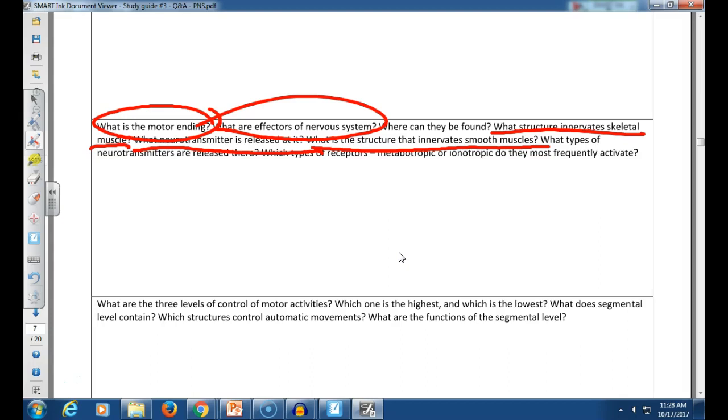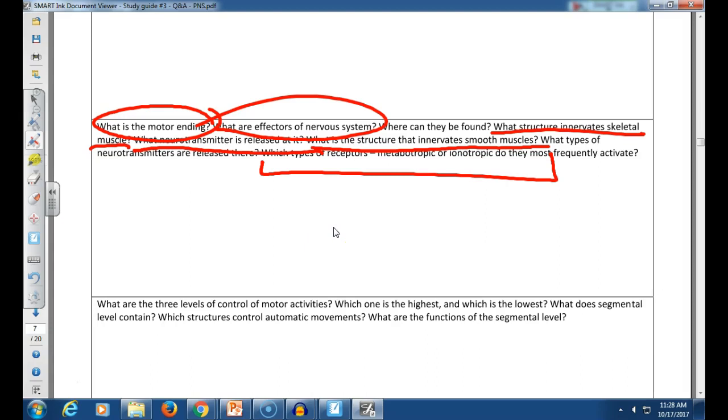Smooth muscle, is that autonomic or somatic? Autonomic. Which two neurotransmitters can be released from postganglionic neurons in the autonomic system? Acetylcholine and norepinephrine, yes. So either of those, right? In skeletal, it's only ACH. What types of receptors? That's a good question. What types of receptors do they mostly activate?